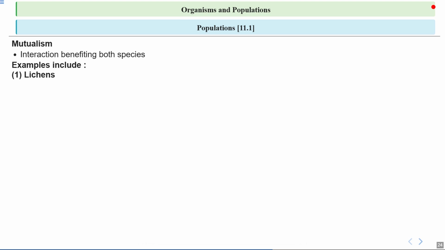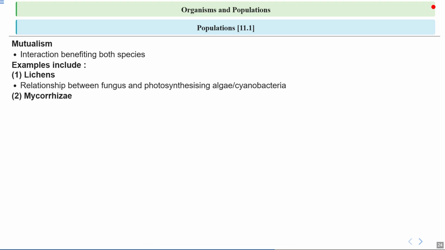Here lichen is an interaction between algae and a fungus. So in this relationship, it is the relationship between fungus and the photosynthetic algae. Mostly the algae is cyanobacteria. Clear? Here both the partners are getting benefited. Algae can produce food. It is passing the food to the fungus, and algae is getting shelter.